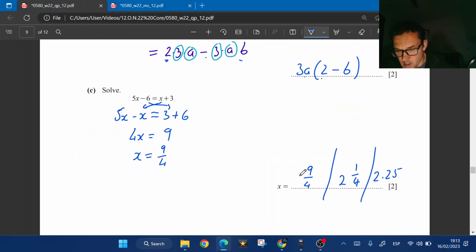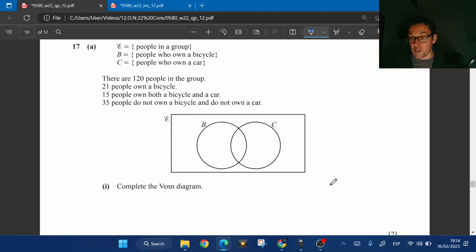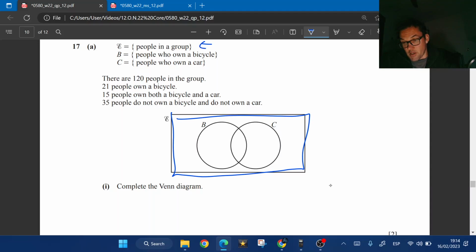I'm sure they'll mark 9 over 4 correct as well. Right, here we are. Question 17, my favorite, Venn diagrams. First of all, we've got a universal set. Everything in this box is people in a group. So this just means a bunch of people they asked.